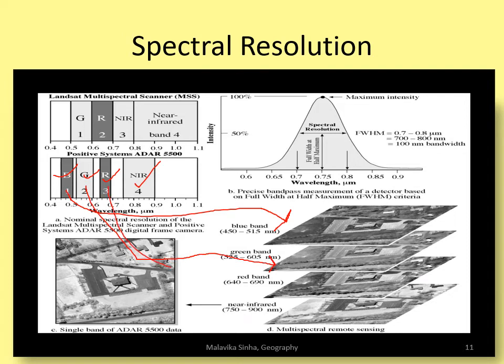From the red band we can get a red band image. From the infrared band we can get an infrared image of the same area at the same time. By merging all these images, we can get clearer, more informative information about the Earth's surface. So multispectral band is more effective than the single band.